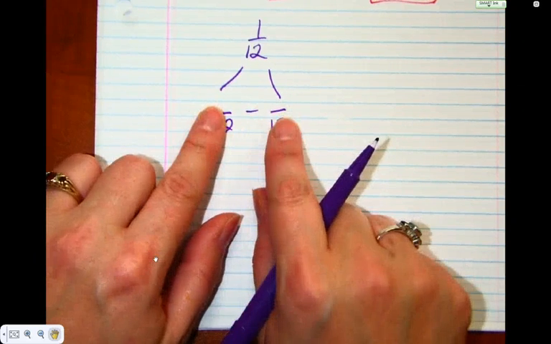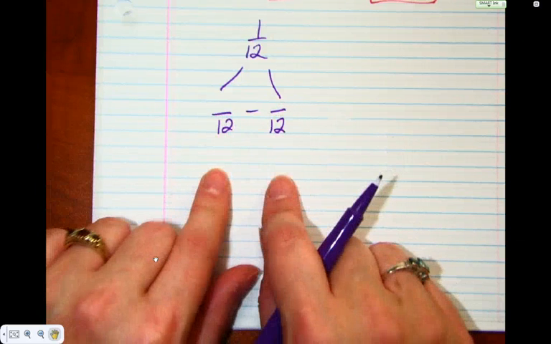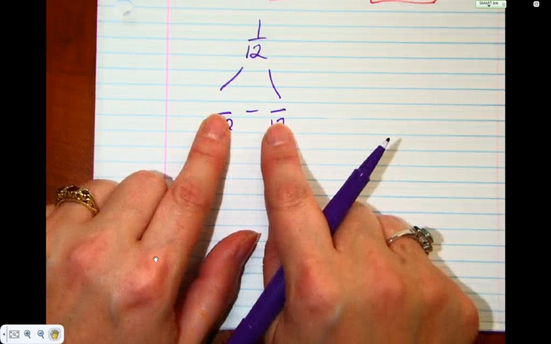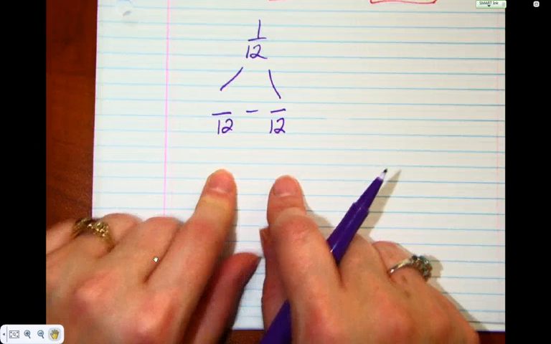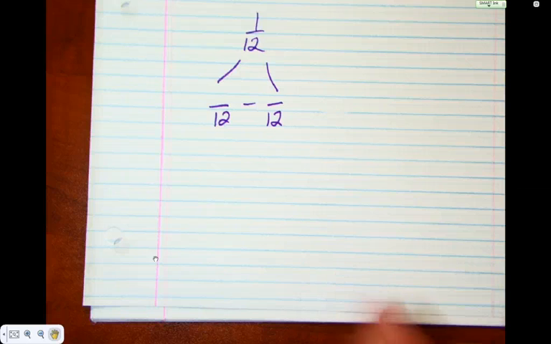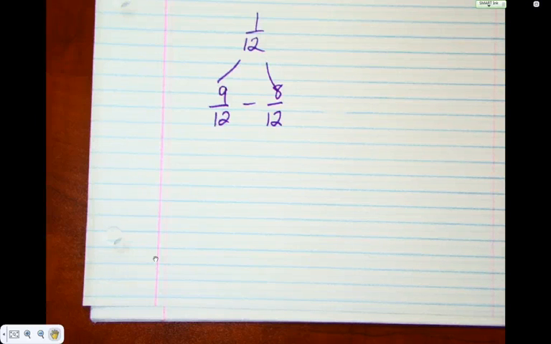I could pick 10 and 9. If I pick 10 and 9, do they reduce down? So that might be a good choice. I could pick 9 and 8. Would those reduce down? And that would be a good choice. So there's no one right combination. There are good choices and there are not so good choices. I'm going to pick 9 and 8 for no reason other than I like the number 9.